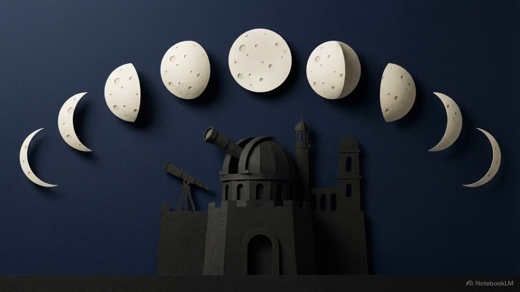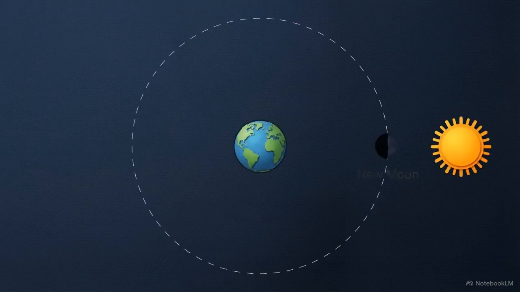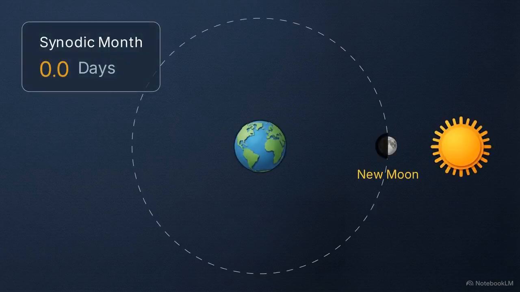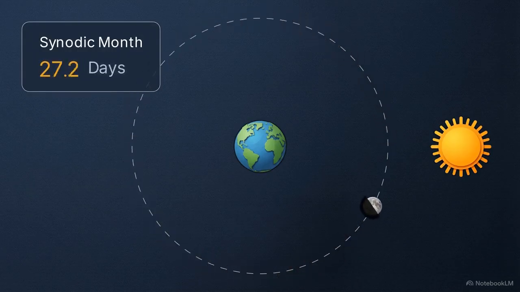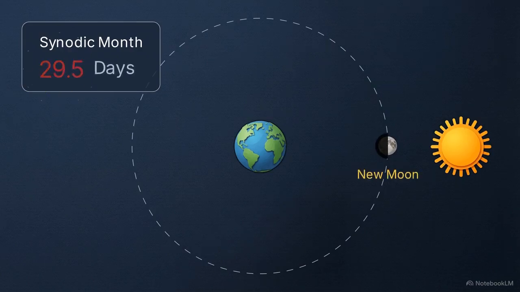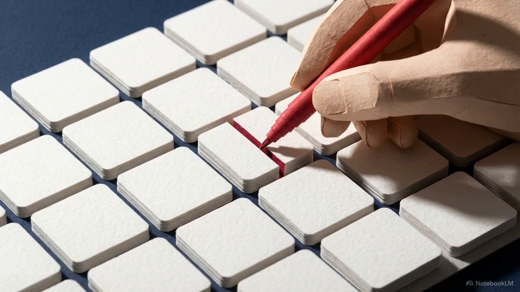The most obvious measurable pattern in the night sky is the changing illuminated shape of the moon. The cycle from one completely dark new moon to the next is known as the synodic month. As the moon orbits the Earth, this cycle of illumination takes about 29.5 days to complete. That fraction presents a massive mathematical puzzle. You cannot have half a day on a human calendar.